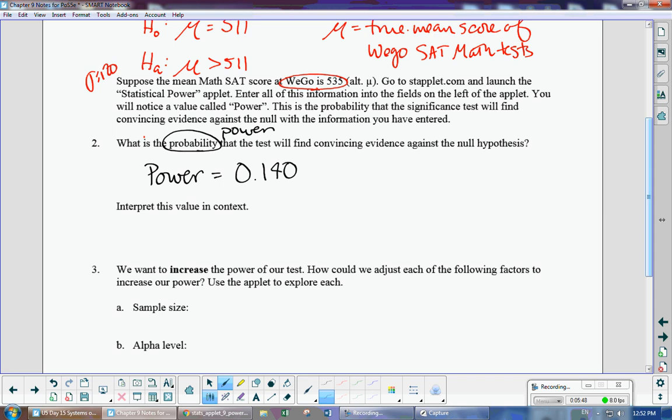So power is 14%. That's telling you again, this is the probability that the significance test will find convincing evidence against the null. So this is saying that according to what we have right now, we have a 14% chance that the null hypothesis is going to fall, and the alternative hypothesis is going to be true.